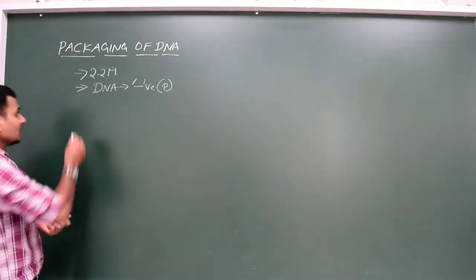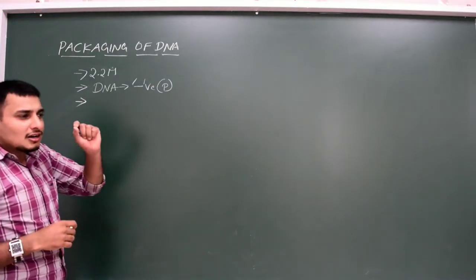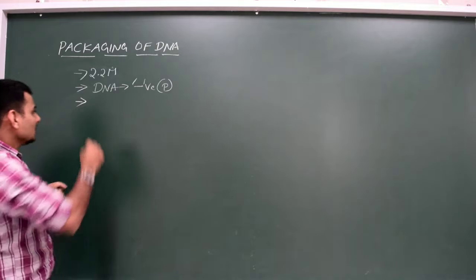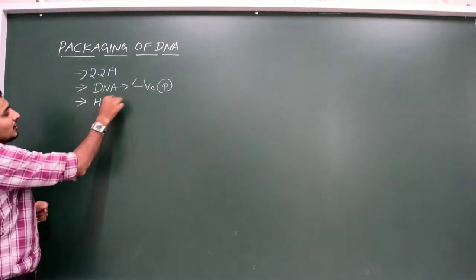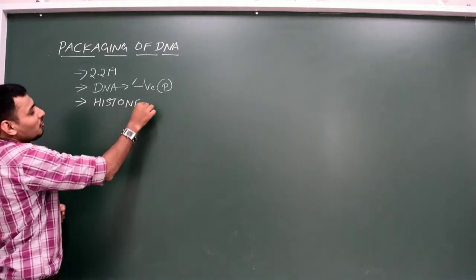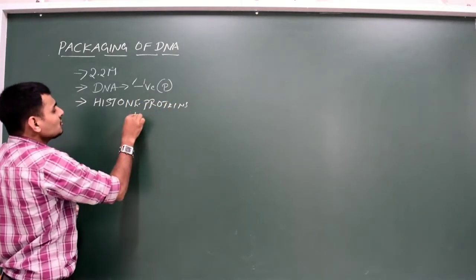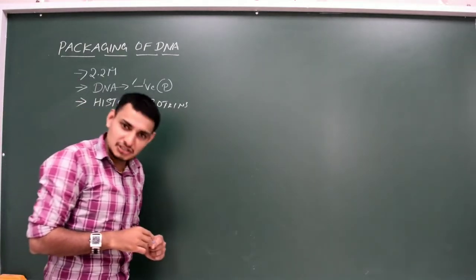The second thing is, we need to learn another type of component which helps in the packaging of DNA. They are a type of proteins called histone proteins. You call them histone proteins. All these histone proteins are positively charged. Please remember this. Why are they positively charged?